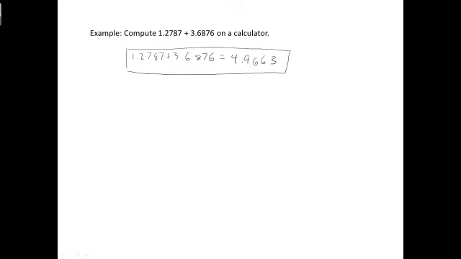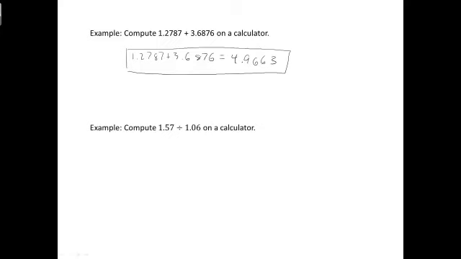Example, compute 1.2787 plus 3.6876 on a calculator. If you plug this into a calculator, you will get the following answer, 4.9663. Because this is an addition problem, we will keep all the digits from the calculation.